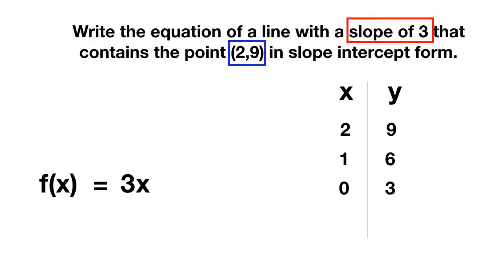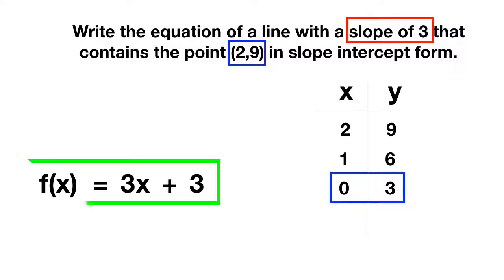Now I have a point with an x-coordinate of 0. What does that mean about this point? It means this point is on our y-axis. This is our y-intercept. So what is the y-intercept of this line? Well, the y-intercept will be the 3. So we could write into our equation plus 3. f(x) = 3x + 3 is the slope-intercept form of this line.